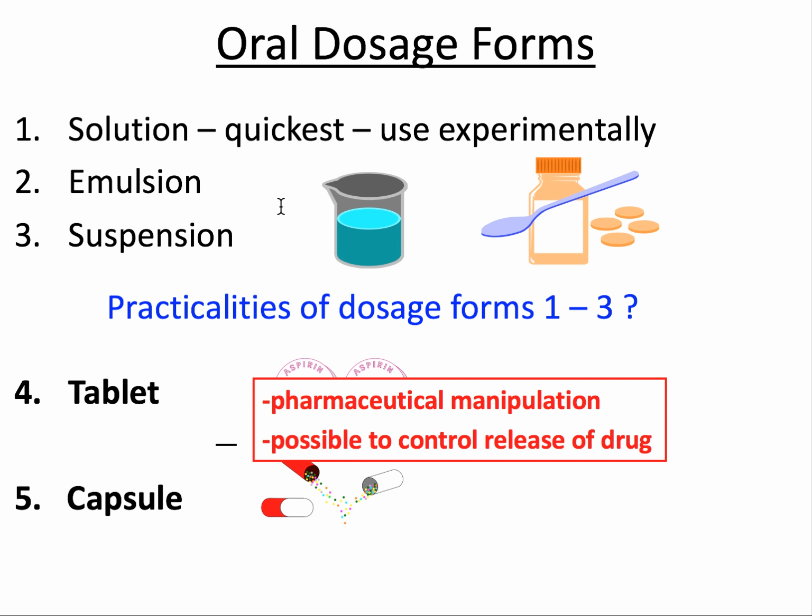Emulsion is slightly harder. Suspension is much thicker. Tablet is much harder because usually it's in a solid form, and once it gets into the stomach, it needs to be broken down into fine pieces, so it increases surface area, then is taken into the body. And capsule is similar as well.